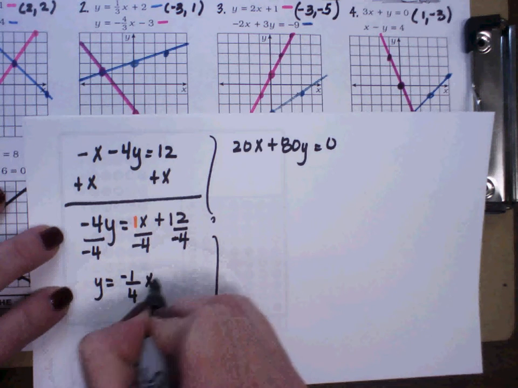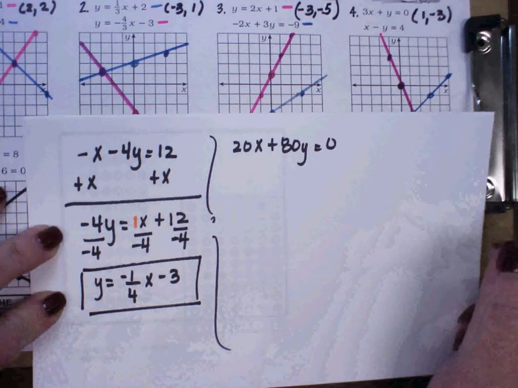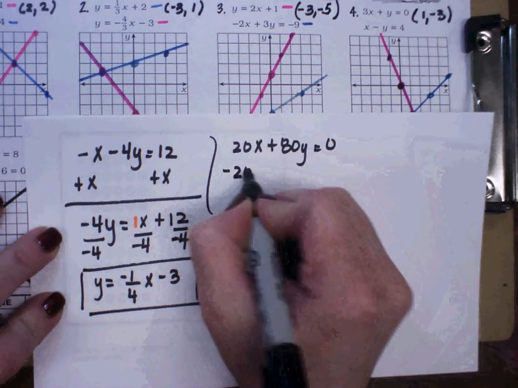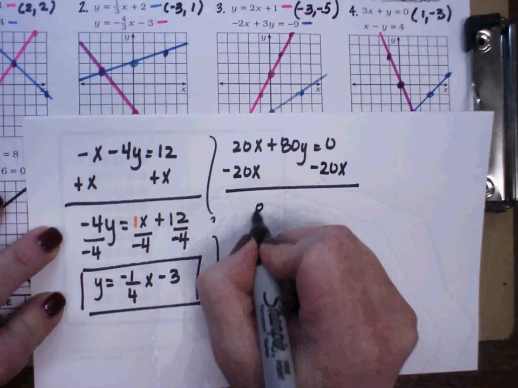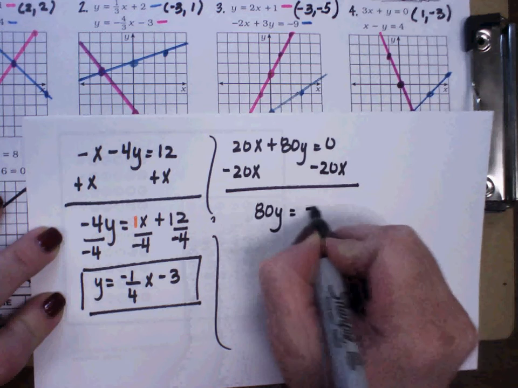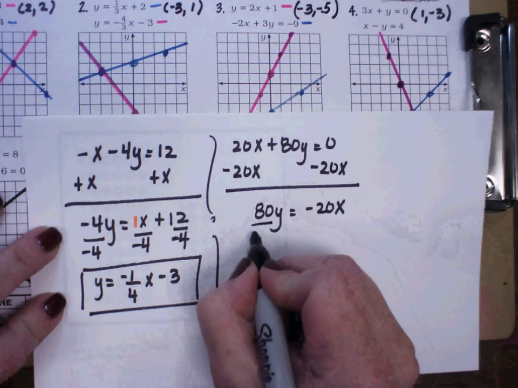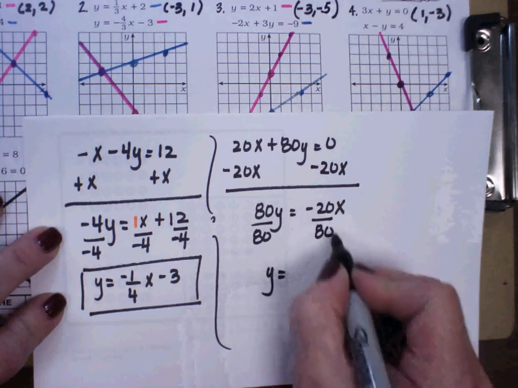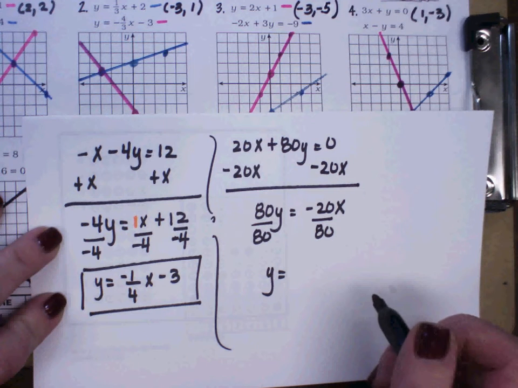All right, next step. So 80y equals negative 20x. Do I really need to put plus 0? Divide by what? 80? Can we simplify that? Yes. So we can use 10, we can use 20, right? So negative 1/4?